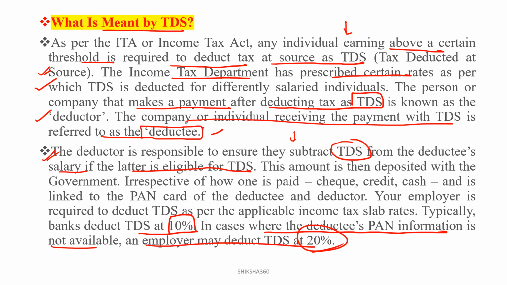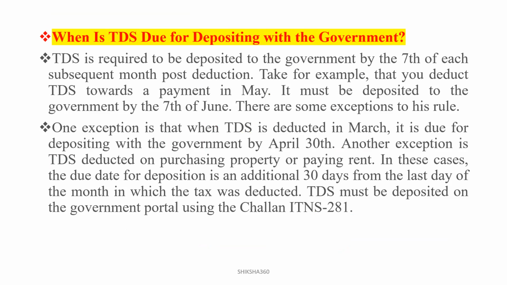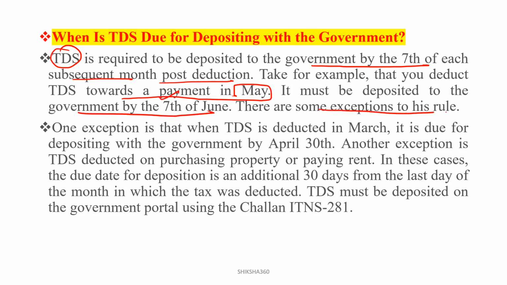Now move to the next point. When is TDS due for depositing with the government? Clear? TDS is required to be deposited to the government by the 7th of each subsequent month post deduction. Clear? For example, if you deduct the TDS towards a payment in the month of May, you have to deposit it to the government by the 7th of June. Further, there are some exemptions to this rule.